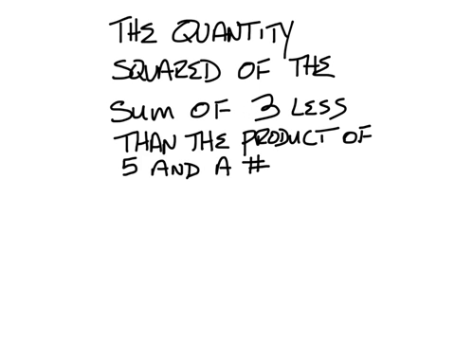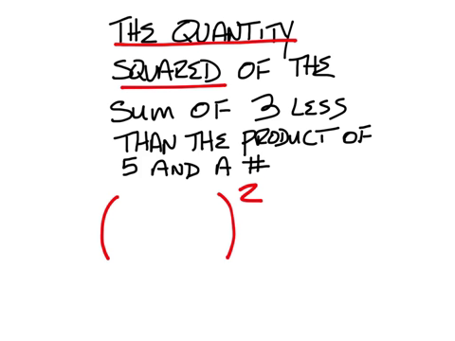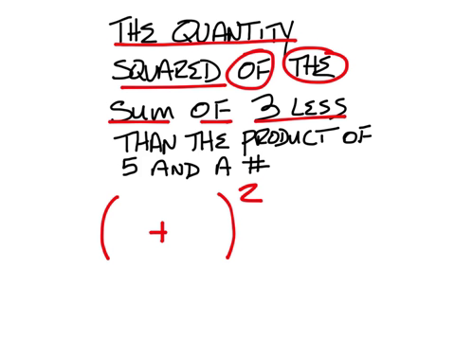On the practice problem, the quantity squared means this will be inside. The sum of, so we'll have a plus, 3 less than the product of 5 and a number. So 3 less than the product of 5 and a number.